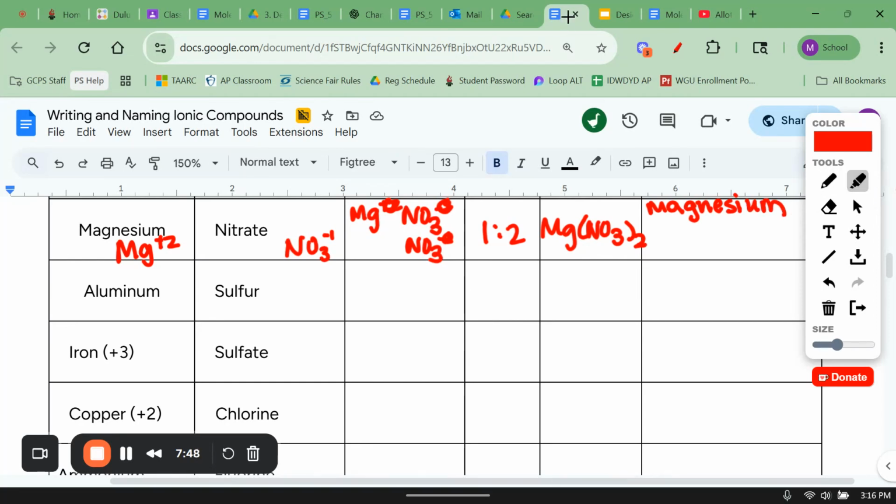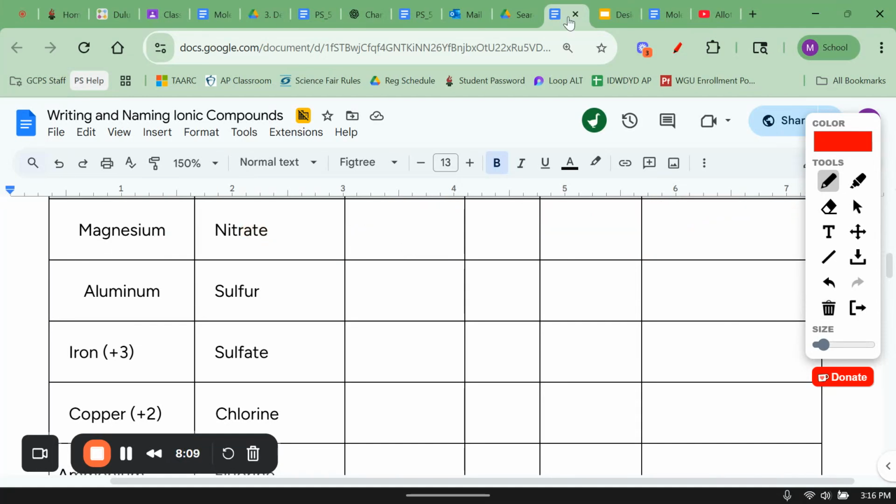Your anion is going to be a polyatomic ion, and that means that we never change anything about the name or formula of that ion except for the charge. So Mg(NO3)2 is known as magnesium nitrate.